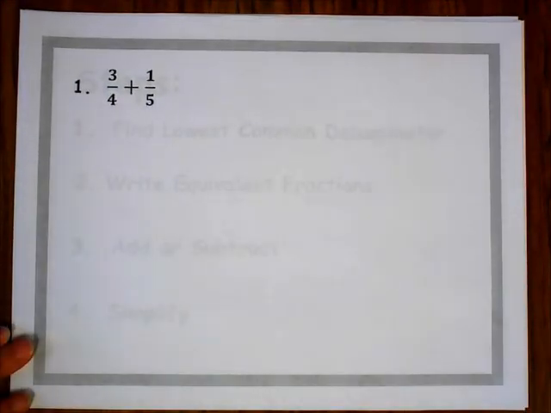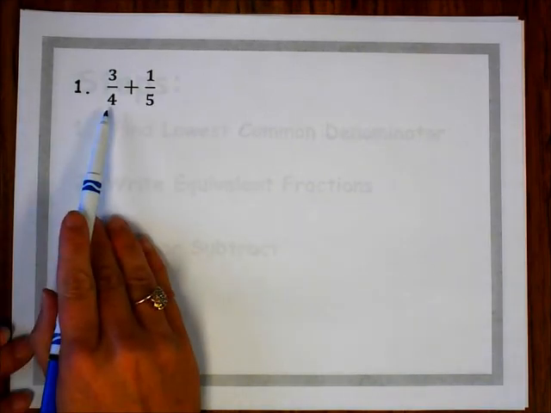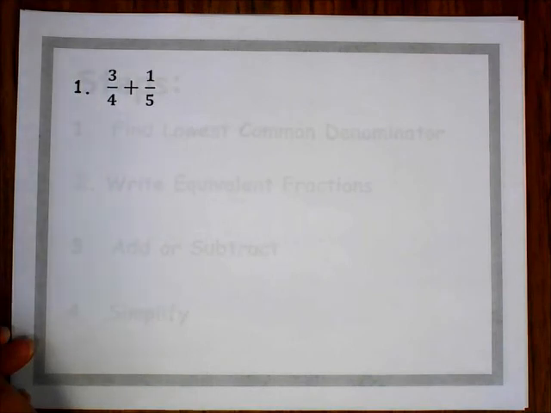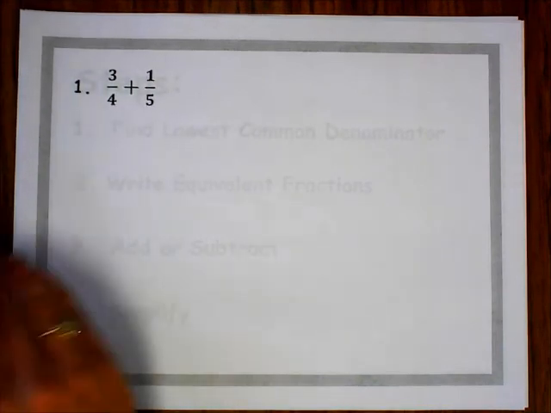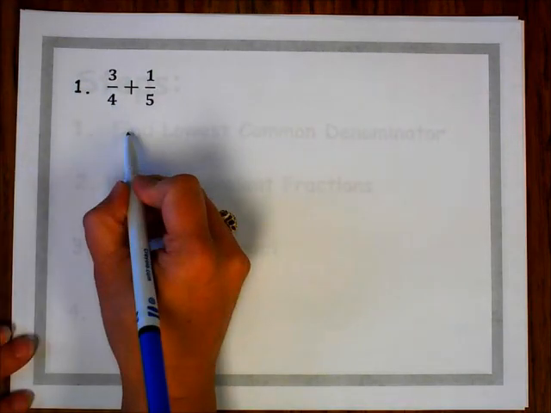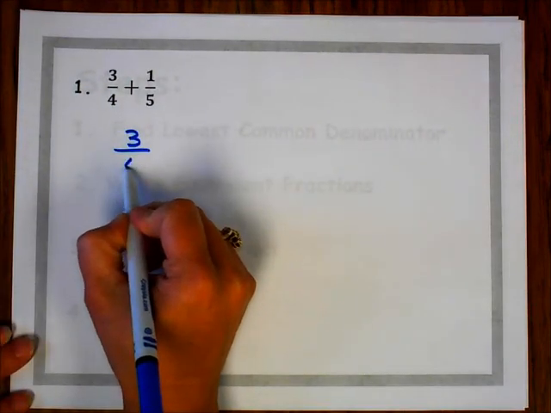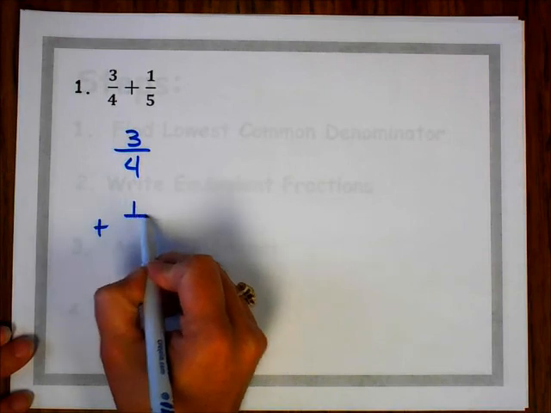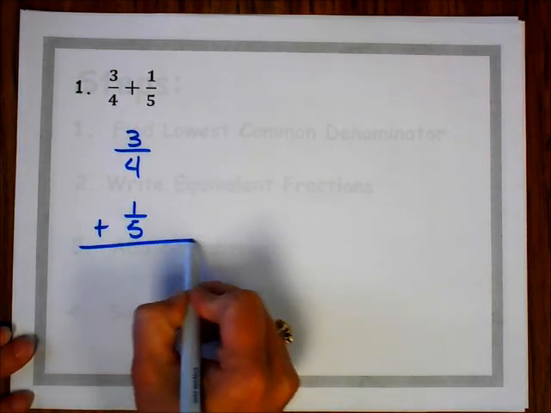Okay, question number 1 says 3/4 plus 1/5. Notice that my denominators are not equivalent, they're different. So I'm going to have to find a common denominator. When my denominators are not the same, I'm going to write my math problem vertically instead of horizontally.